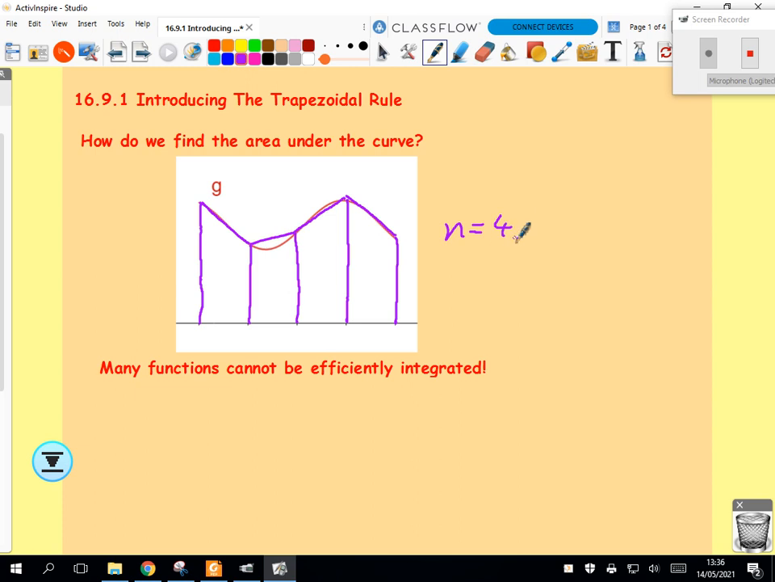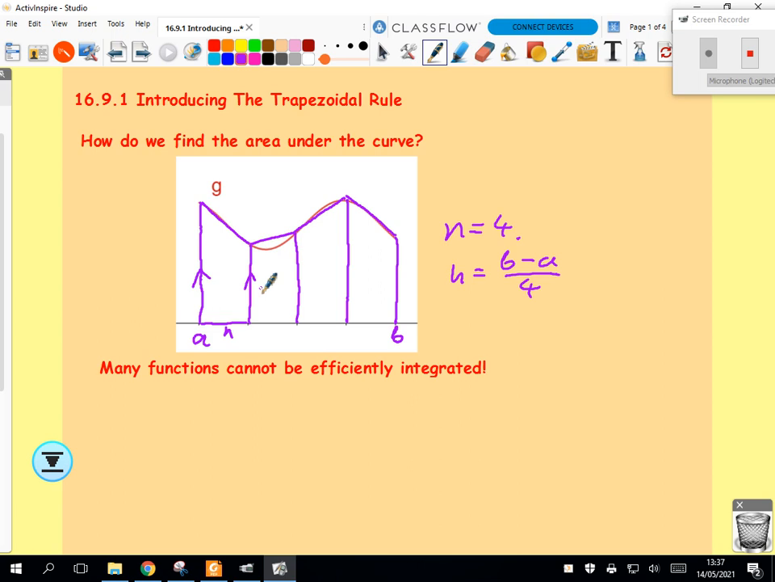The height of each trapezoid, well, if it starts at A and ends at B, would be the difference between A and B, B subtract A, divided by 4. That would give me the height for each of those trapezoids. Remember, the height is the distance between the parallel bases.